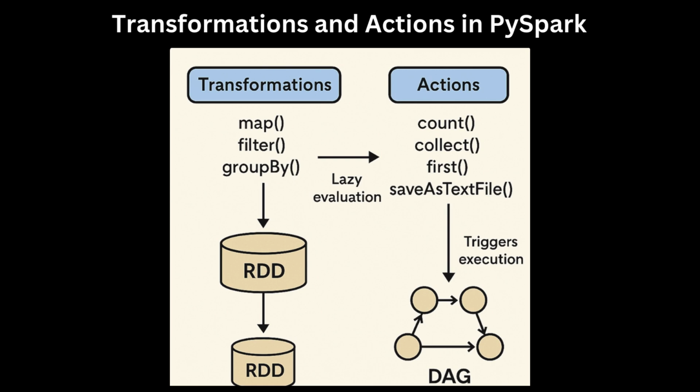On the other hand, actions trigger the execution of the transformations you've defined. Common actions include count, collect, first, and save as text file. This lazy evaluation model allows Spark to optimize your job before execution. It reduces data shuffling and improves performance by constructing an optimized DAG, directed acyclic graph of operations. Here's a good rule of thumb. Use transformations to define your computation logic. Use actions to materialize the results and trigger the actual execution.